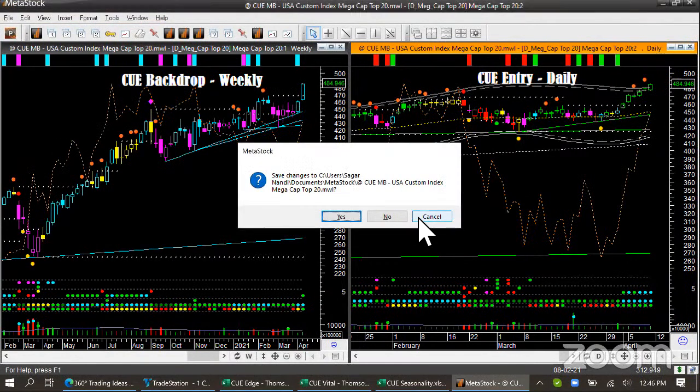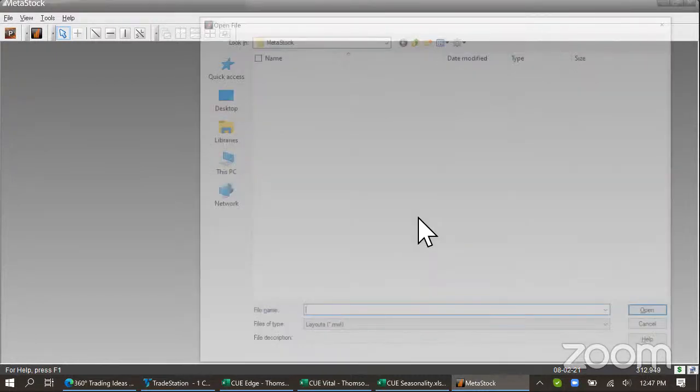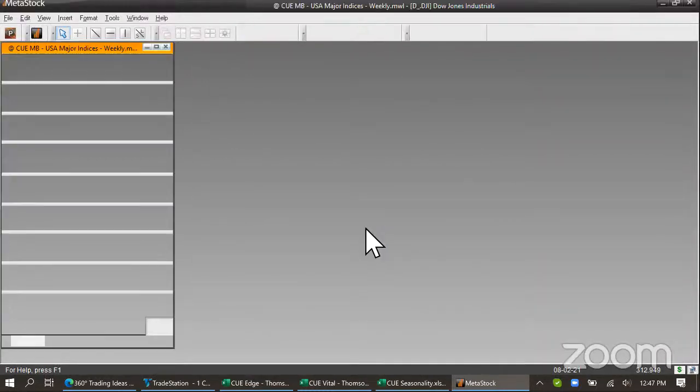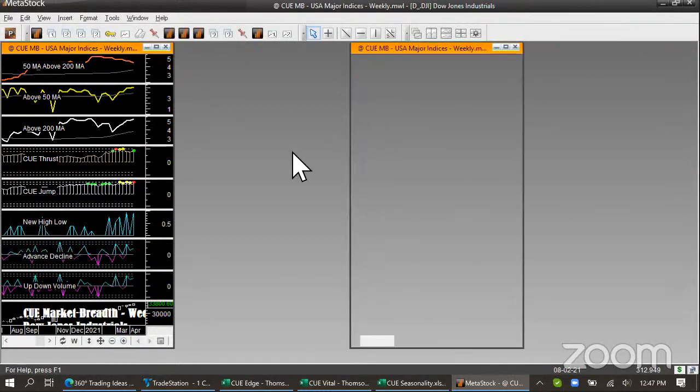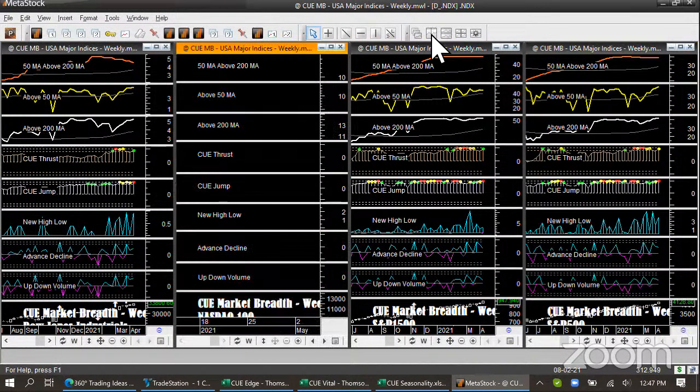Is this mega cap strength visible in the other markets as well? Let's look at the major indices. Instead of looking at daily and weekly both, let's look at the weekly to save time.